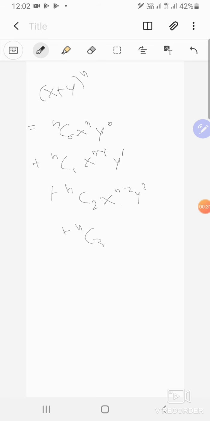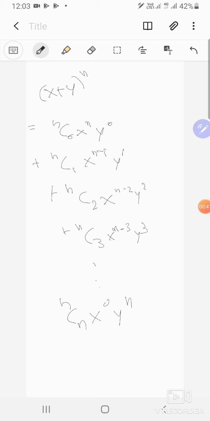power, then this, when expanded, can be written as n choose 0 times x to the n y to the 0 plus n choose 1 x to the n minus 1 y to the 1 plus n choose 2 x to the n minus 2 y to the 2 plus n choose 3 times x to the n minus 3 y to the 3, all the way till n choose n, x to the n minus n, which is 0, and y to the n.